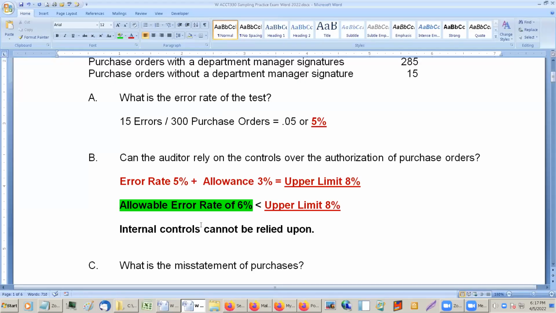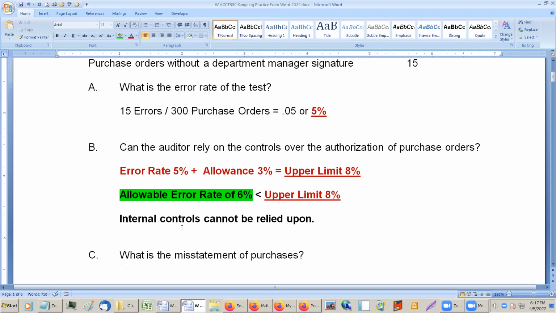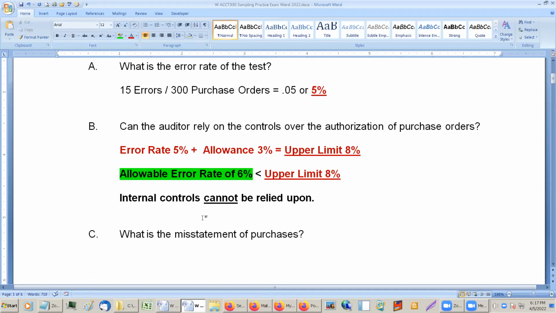It just quantifies it. So if the most that you'll allow this to be off by is 6%, you have to compare that to the upper limit, what it could be off by based on your sample. And based on your sample, it could be off by as much as 8%. So based on your sample, you would reject this and say, I can't rely on this for our audit plan. So we cannot rely on the internal controls.